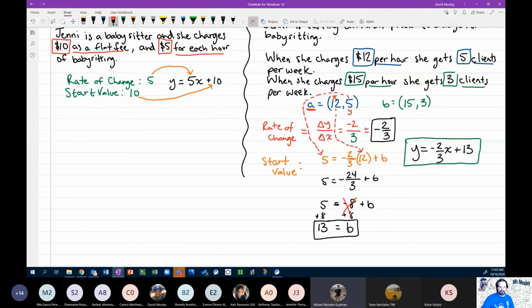Okay. Would that be different if I use the other coordinates, 15 and 3? So then you would replace y with 3 and x with 15, you get the same answer. Oh, you would still get 13. Okay. Thank you. As long as it's a line, you'll get the same answer. As long as the coordinates are actually on a line.